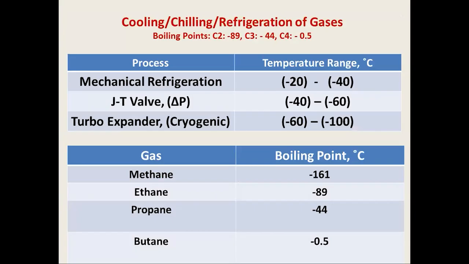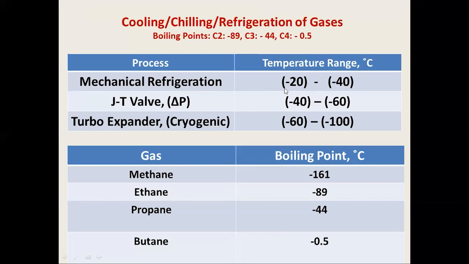Let's see this slide. It tells us again we have cooling, chilling, refrigeration and cryogenic. Notice the boiling points of the hydrocarbons that we target. We have ethane, boiling point minus 89 Celsius, propane minus 44, butane minus 0.5. Look at the low temperatures that these three methods can reach. Mechanical refrigeration can get the hydrocarbons down to minus 20 to minus 40. Why minus 20 to minus 40?